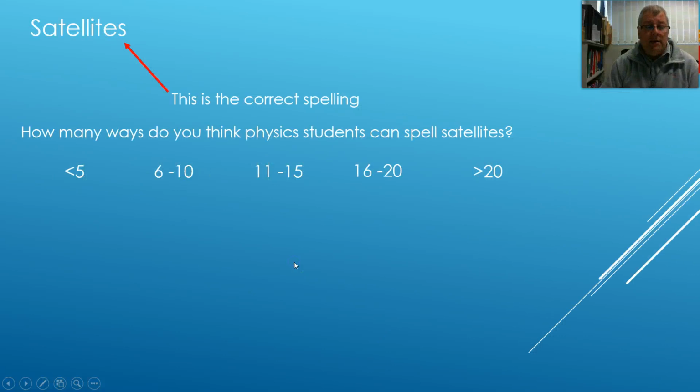Alright, before we get started, I usually ask this question: how many ways do you think physics students can spell satellites? You wouldn't think there's that many. What do you think? Greater than 20?